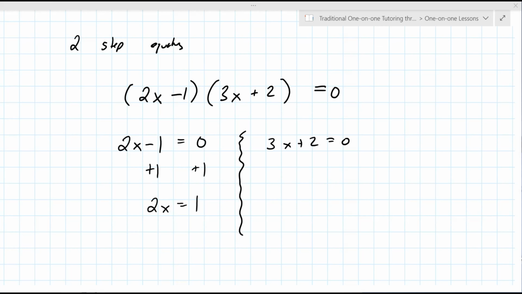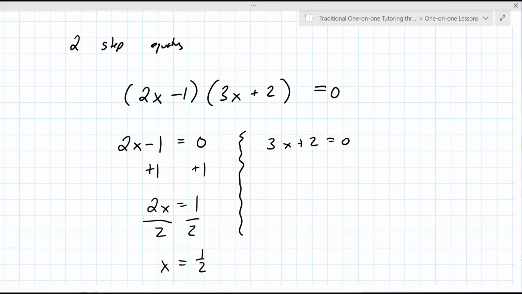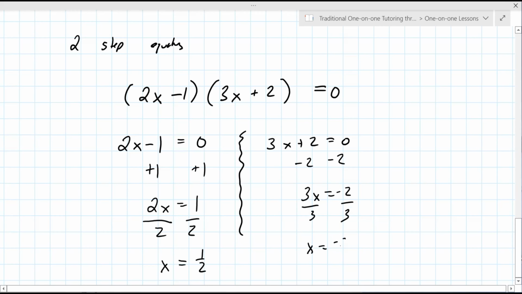Okay, so now you divide both sides by 2. Divide both sides by 2, x equals 1/2, and that's your first answer. Okay, and then on the one on the right, you're going to do something similar. You're going to subtract 2 from both sides. And then you're going to get 3x equals -2. Divide by 3, x equals -2/3.